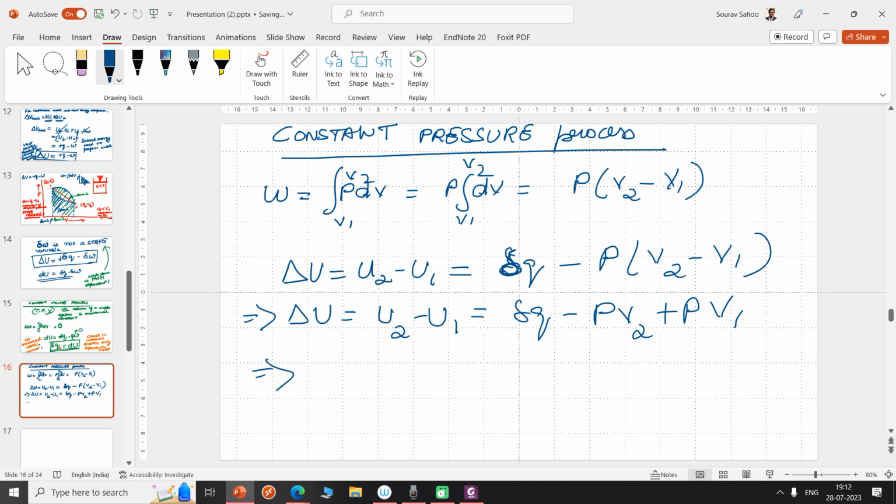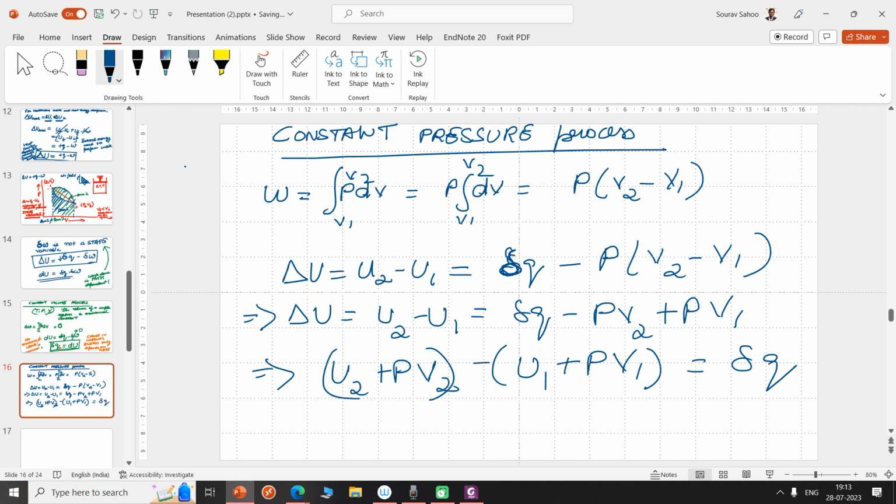So if I just expand it, what I will have is, if I take this on the left hand side, (U2 plus PV2) minus (U1 plus PV1) is equal to delta Q. Now you can see that since V is a state variable, U is also a state variable, and this is a linear combination of state variables. So it is itself a state variable.